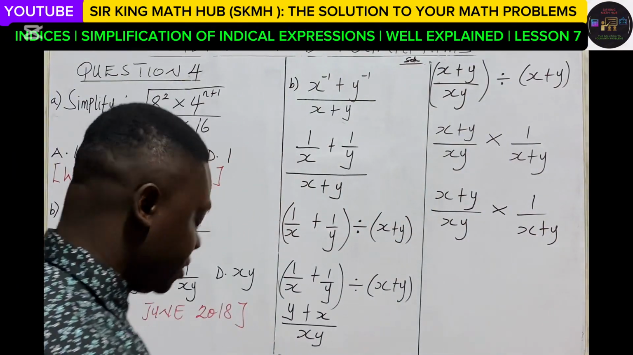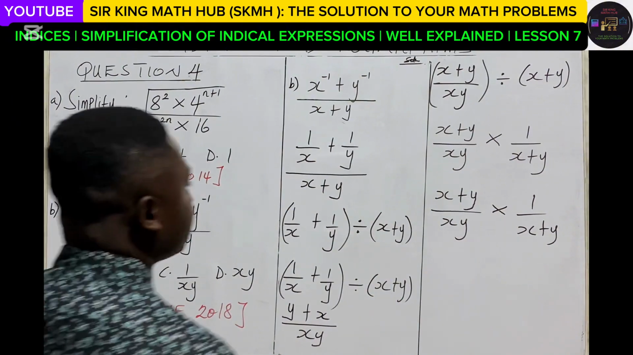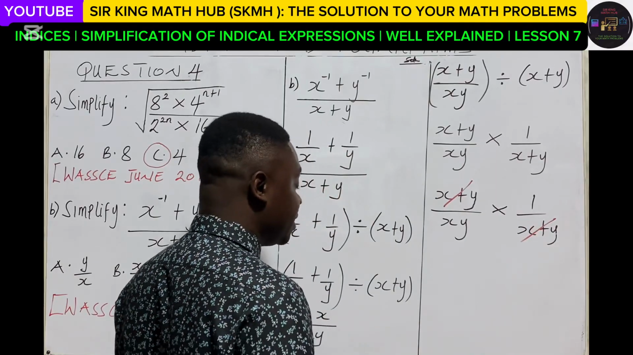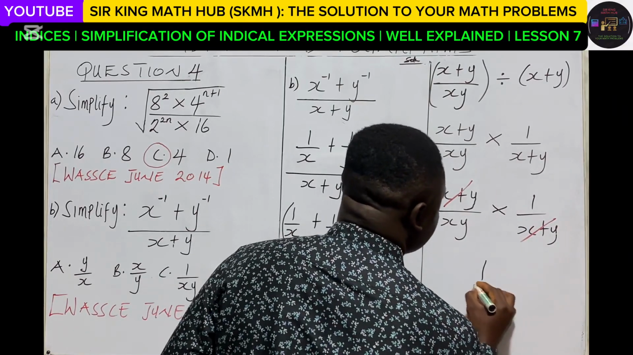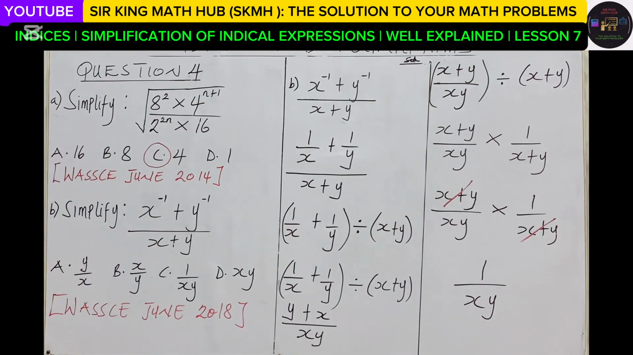So we could see that some of the expressions can cancel out. So x plus y and x plus y will cancel out, leaving 1 on xy. So from the alternatives, what should be the right answer? So the right answer is option C.